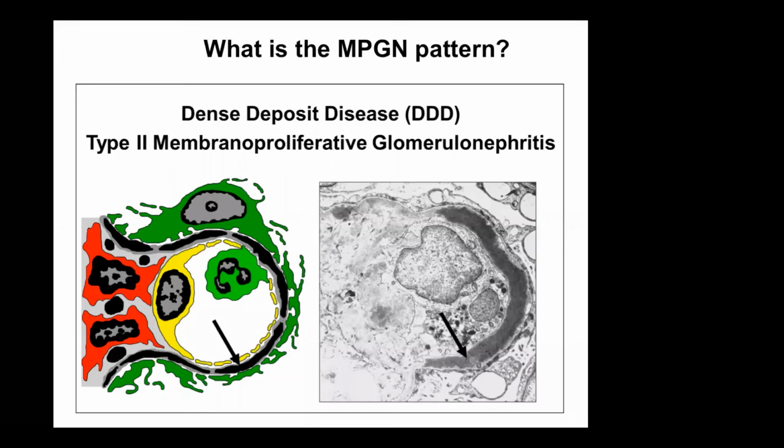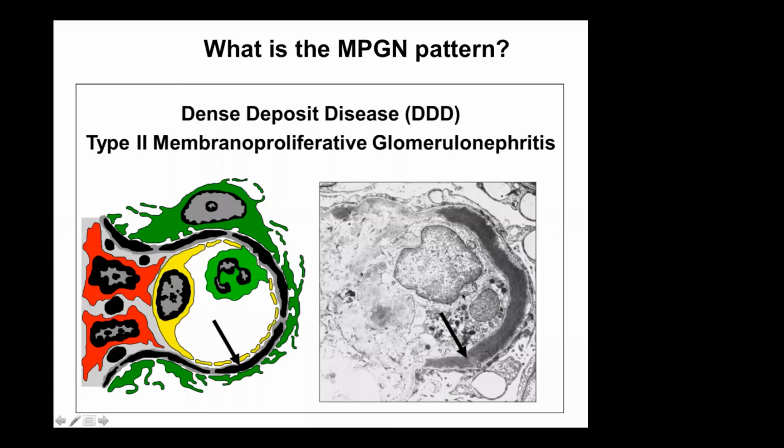The deposits are either dashes or granular. The diagnosis of dense deposit disease versus C3 glomerulopathy is almost always made on EM. Remember I told you that in 30% of the cases we don't really need EM. We can make the diagnosis only on IF and light microscopy. In 30% of the cases it's complementary, and in 30% of cases it is necessary.